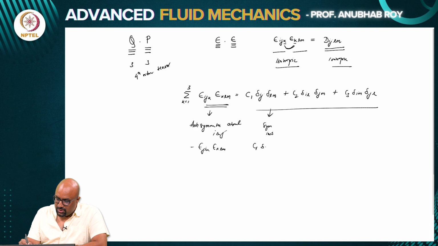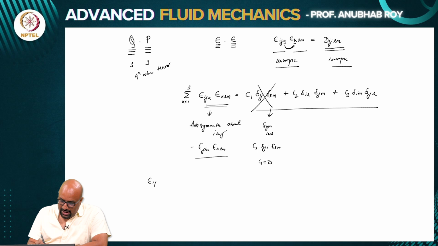So, this continues to remain delta jl delta lm, which is one and the same. So, this is not possible. You cannot have the LHS be antisymmetric about i and j and the RHS be symmetric about i and j. So, the only way that can work is if C1 was 0. So, what we have concluded is that epsilon ijk epsilon klm is a constant C2 delta il delta jm plus another constant delta im delta jl.